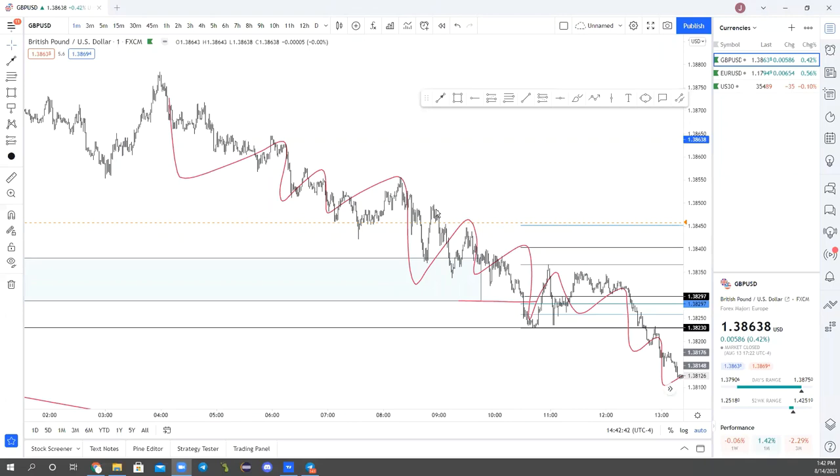I look at the GU, EU, and US 30, because usually when GU isn't moving, EU is moving, and when EU isn't moving, GU is moving. So that's how I split them up.